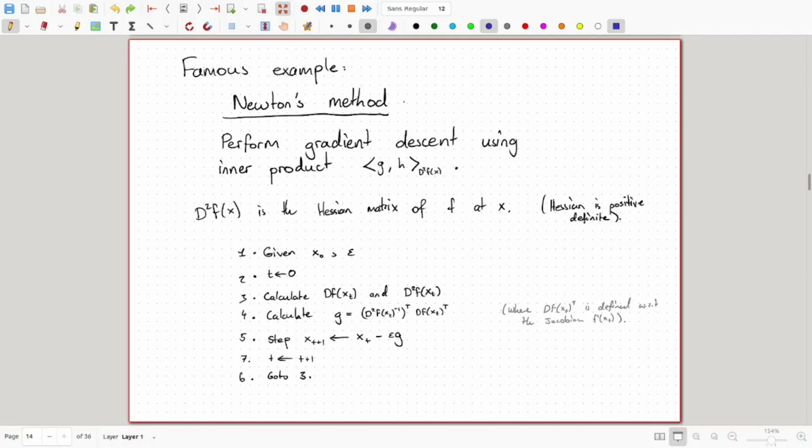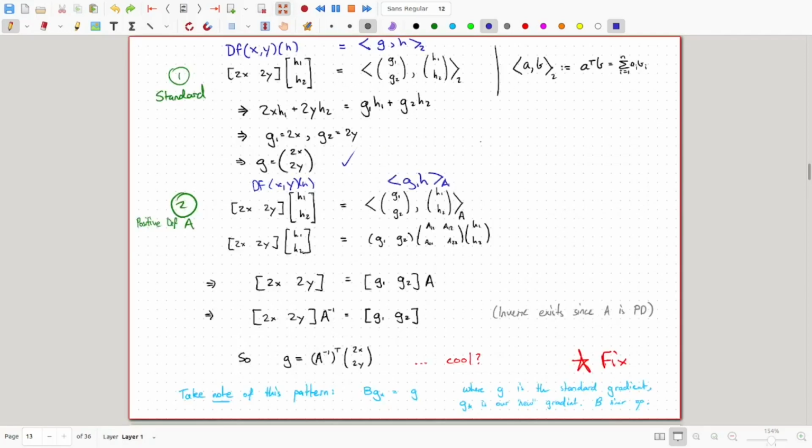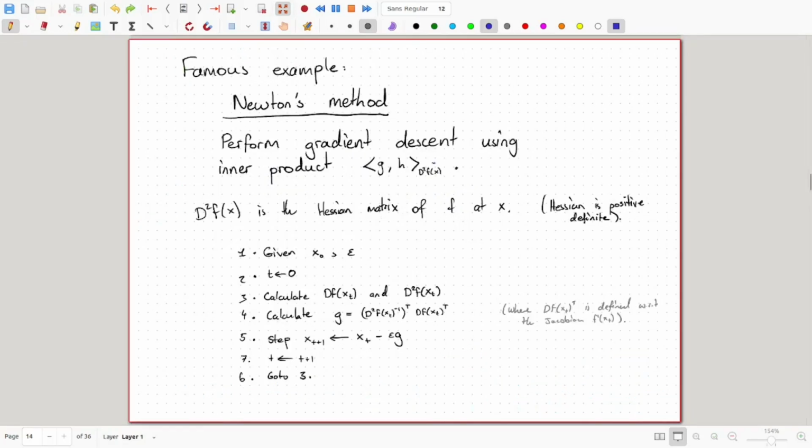So here's a really famous example where we have picked an interesting inner product and it's given us a lot of magic powers. Newton's method is just this. It's the inner product with the A matrix, but instead of some arbitrary matrix, we're choosing to use the Hessian matrix. So we're going to do gradient descent using the gradients that come out of the inner product with the Hessian matrix. I'm just going to denote d squared f of x as the Hessian matrix of the function f at a point x.